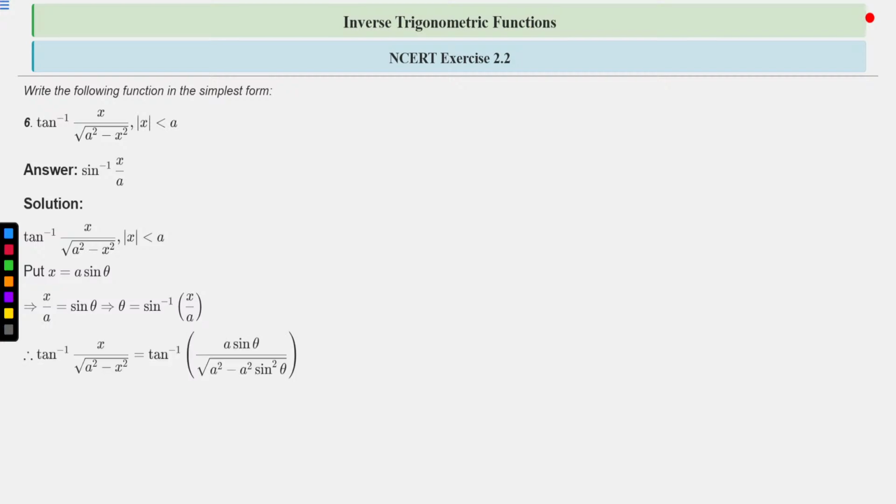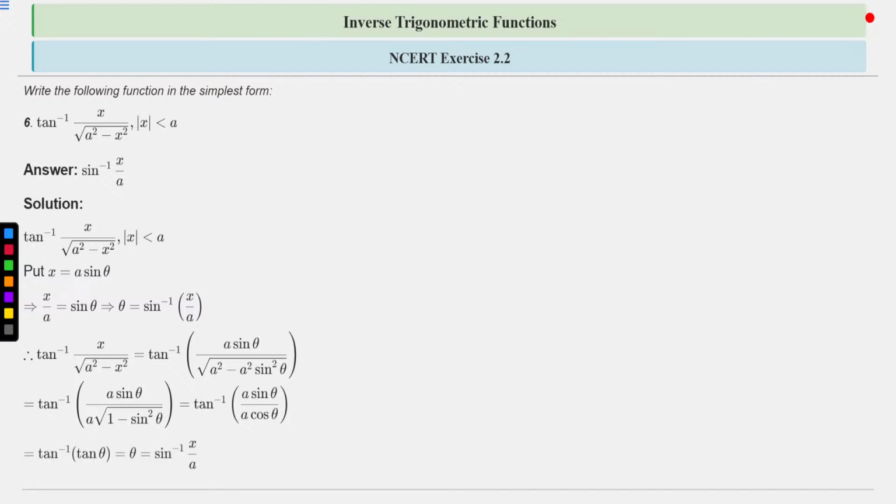Therefore, tan inverse of x upon root over a square minus x square will be equal to tan inverse, and we have put x as a sin theta, so write a sin theta in place of x. We will write tan inverse of a sin theta upon root over a square minus a square sin square theta, right? Therefore, it will be equal to tan inverse of a sin theta upon, let us take a as common out of the root, a root over 1 minus sin square theta. Therefore, we will get tan inverse of a sin theta upon a cos theta, right?